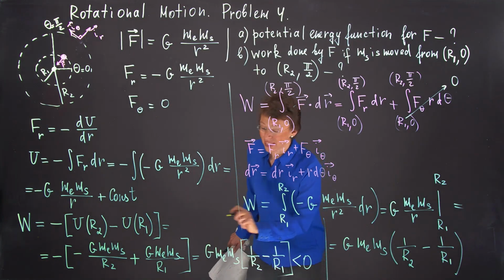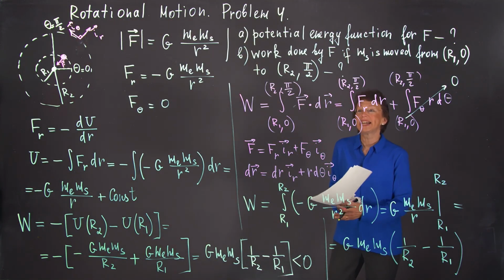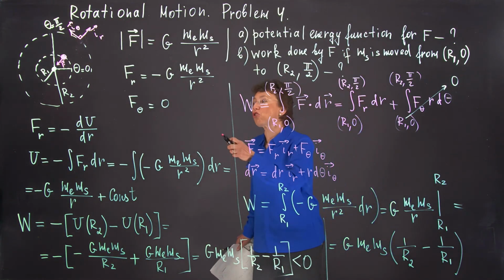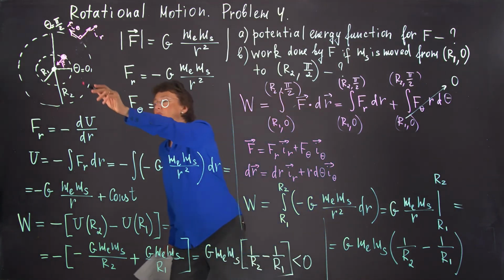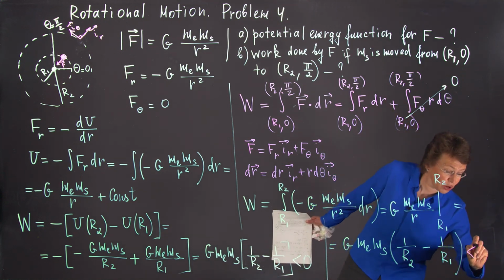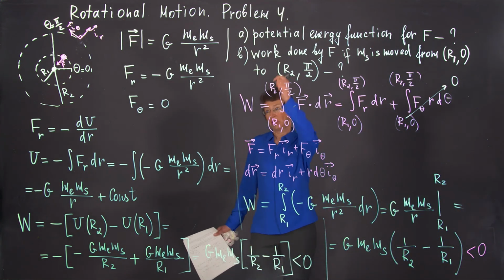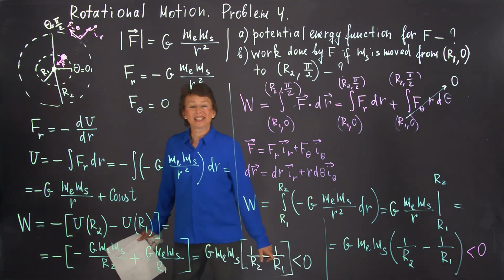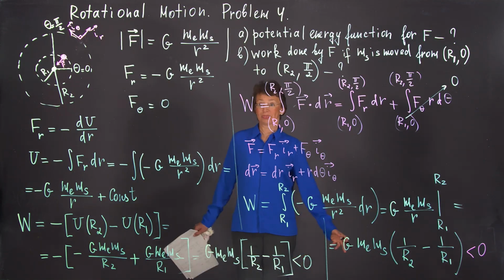So this way or that way, we calculated work done by this gravitational force when we moved our satellite from orbit R1 to orbit R2, and angle was irrelevant. And of course it is negative, and we understand why. Force is towards the center, displacement is out, further away from the center. I think we solved it.